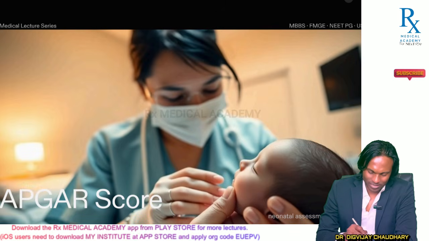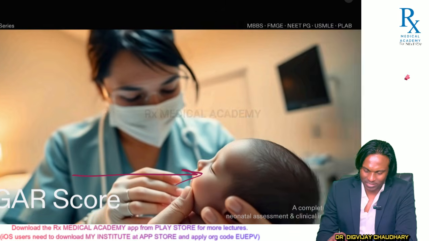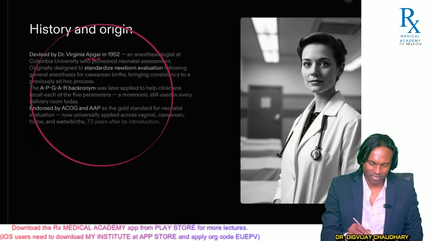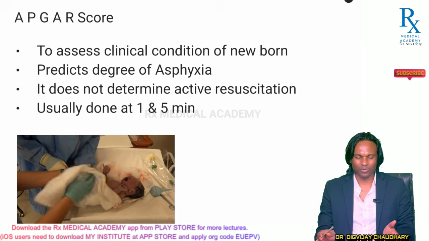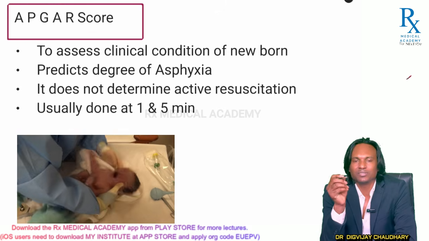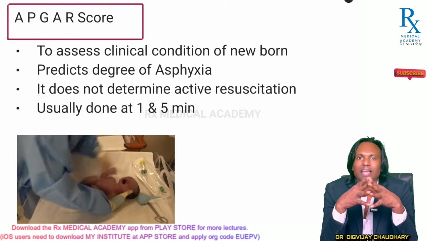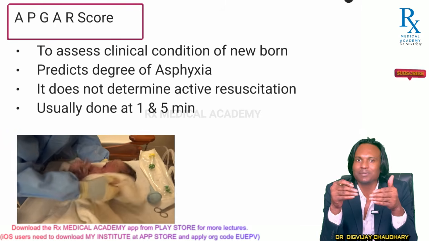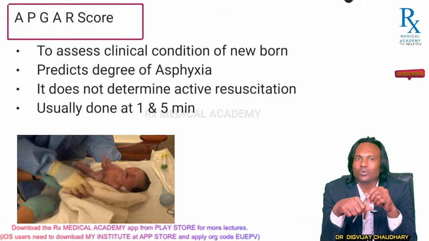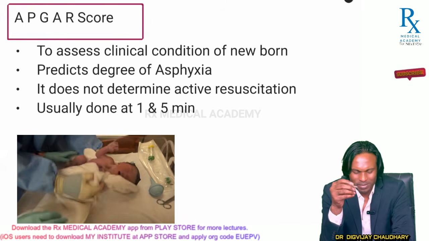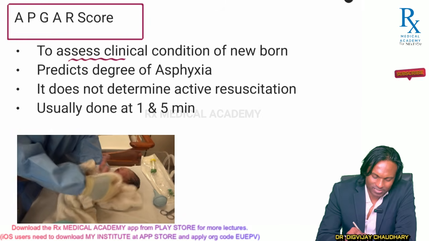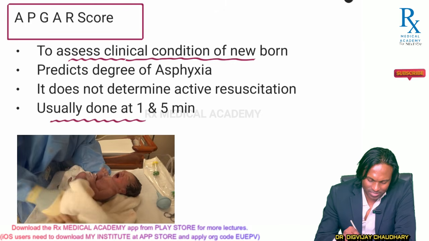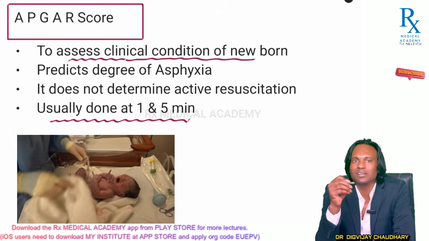Here you can appreciate the APGAR scoring, right? And this baby is being evaluated. Try to understand, this was given by Dr. Virginia APGAR, an anesthetist. And as an acronym, it represents appearance, pulse, grimace, activity, and respiratory effort or respiration. Nowhere there is respiratory rate among the parameters. Why is it done? To assess clinical condition of the newborn following birth at the very first minute and fifth minute.